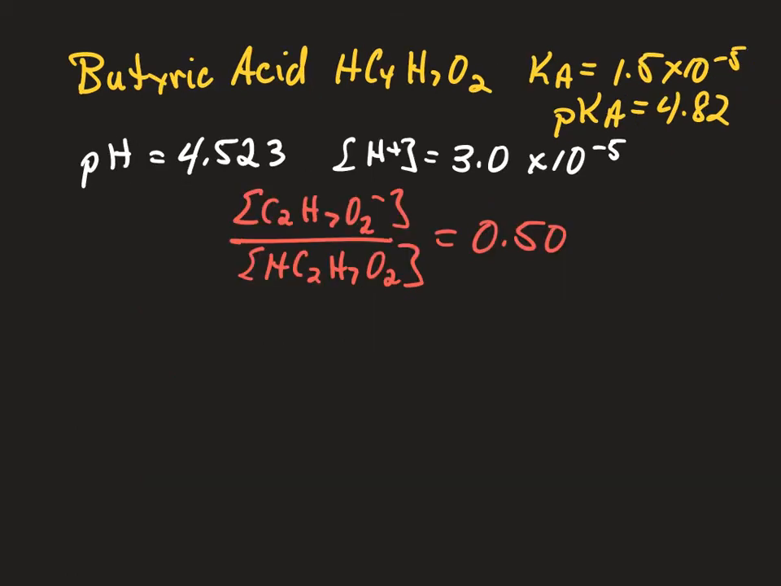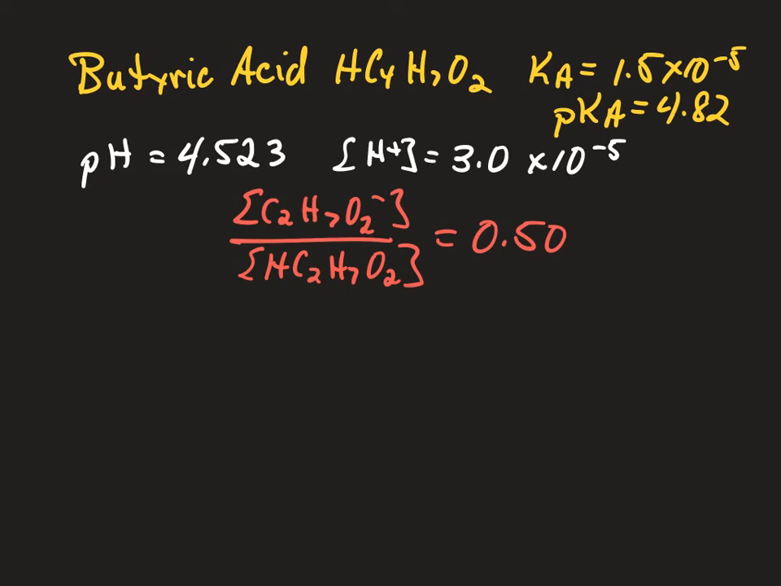So here we can summarize what we just found. We started with our butyric acid. Here's our Ka, here's our pKa. If this was our pH or if this was our hydrogen ion concentration, we found that the ratio of base to acid was 0.5. That is, there's twice as much of the acidic form as there is the basic form under those conditions.